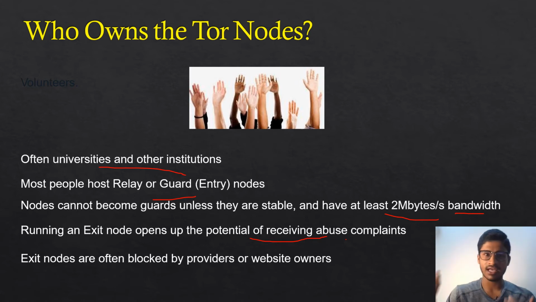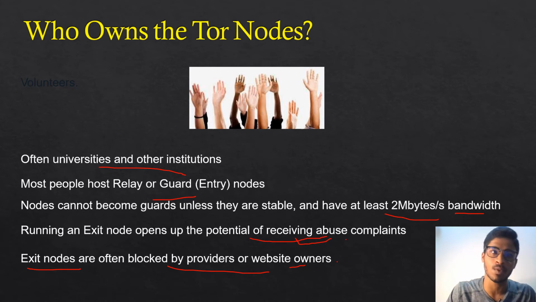because if anything illegal is happening on the website and they come back to you, if they start tracking, you are the first one, and you are pretty much prone to receive abuse complaints. So exit nodes are often blocked by providers or website owners. If there is some illegal activity going on there, the website owners just block that IP address or that exit node, and from there we can't access the website anymore. So this is how Tor nodes work, and Tor nodes are in universities and other institutions like that, which use them for research and so on.